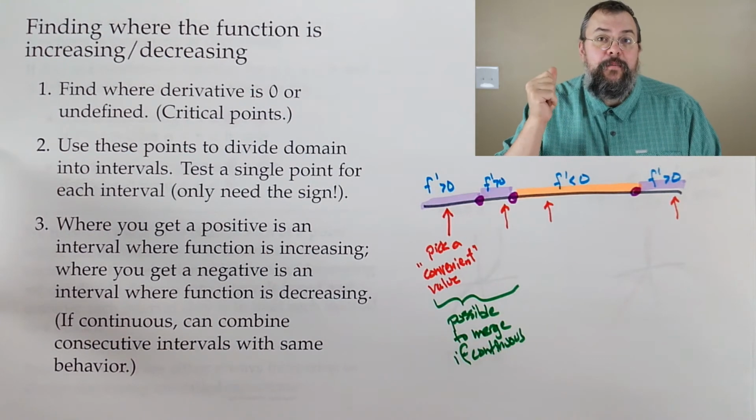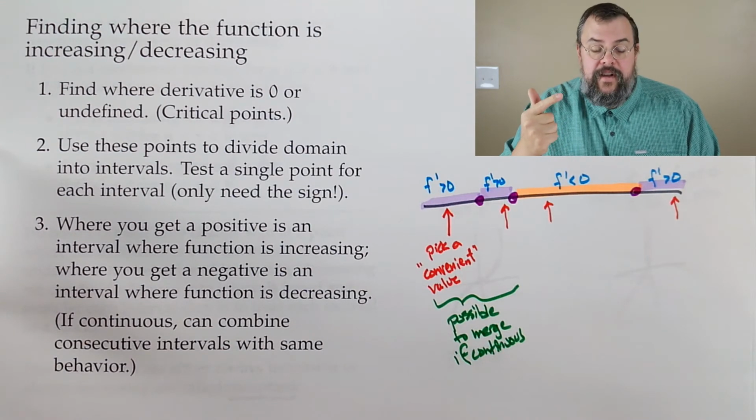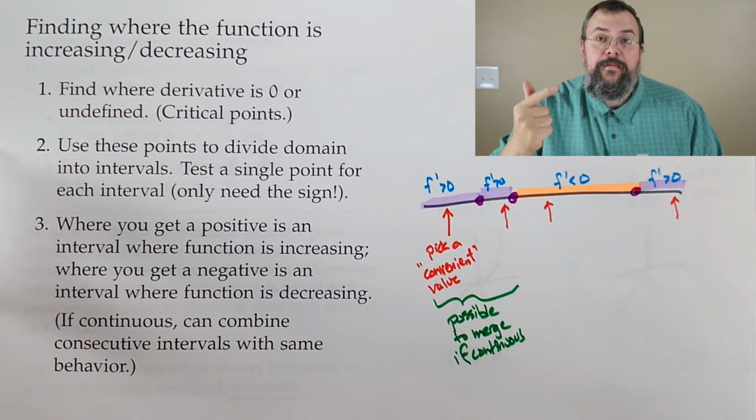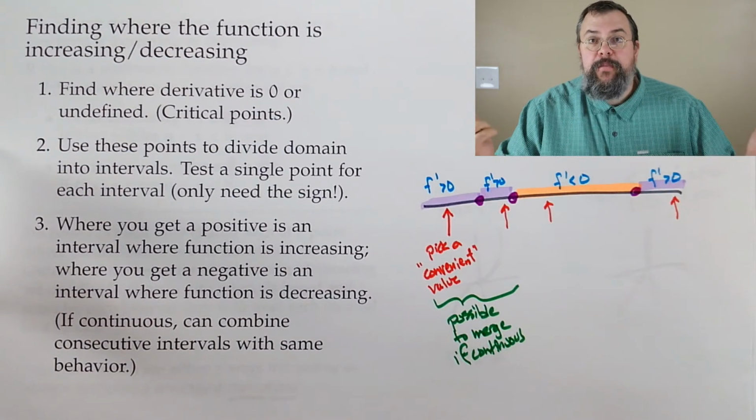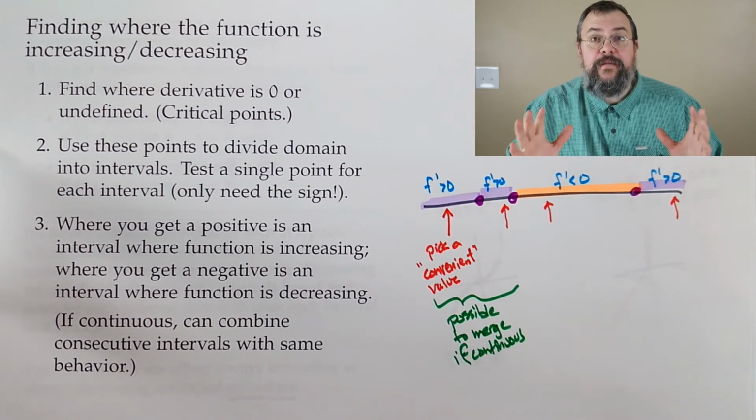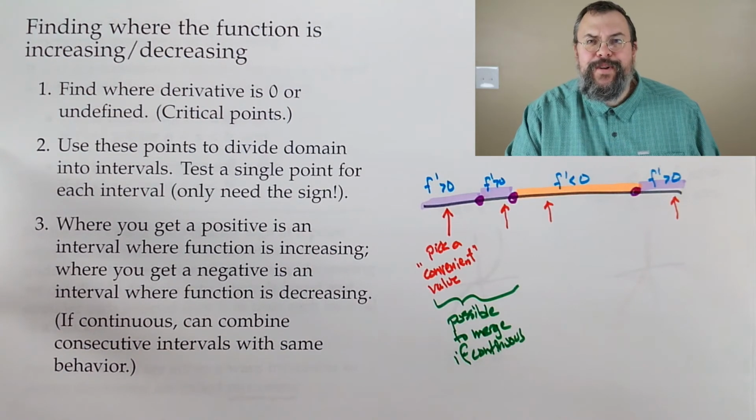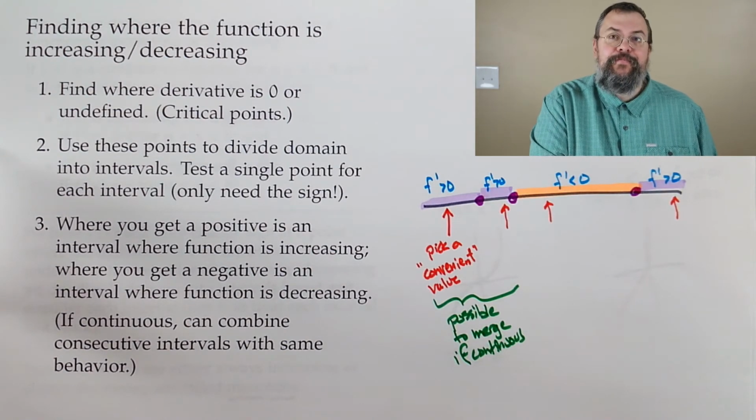Okay, so where are we? We cut up our line. We plugged in a point to determine the sign, which says we have now an understanding of what happens on each interval. And so the last thing is pretty much put it all together and give the answers. It's actually pretty straightforward. And once we do some practice, it'll become pretty natural.